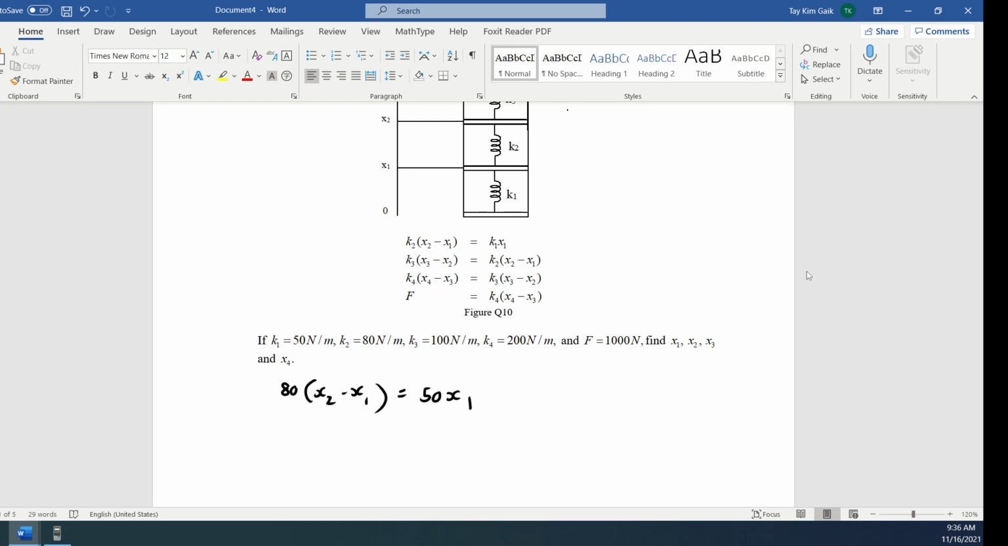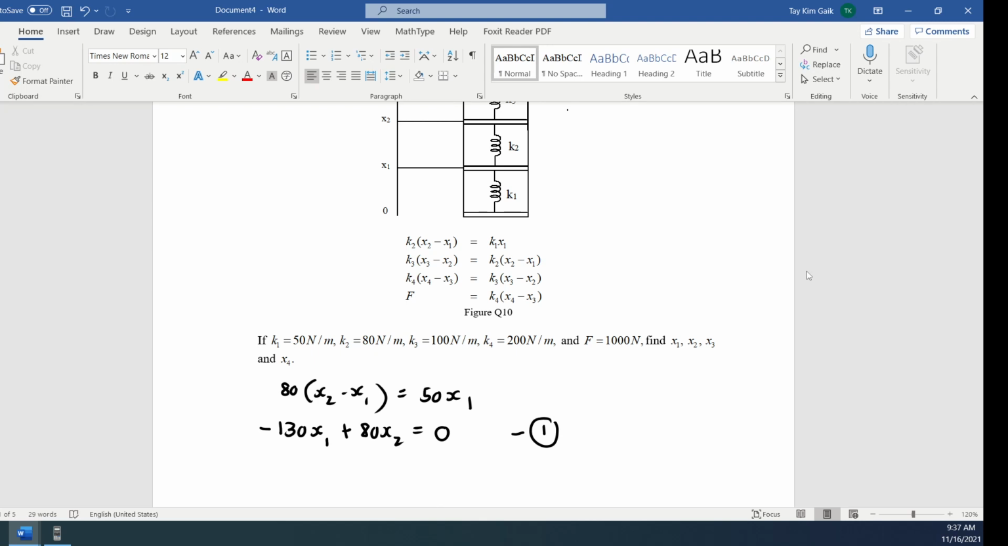Okay, and collect together the x1 terms. So we want to collect on which side? Never mind. Negative 80 x1, collected with the right hand side 50 x1, so you have negative 130 x1 plus 80 x2 equal to 0. This is the first equation.